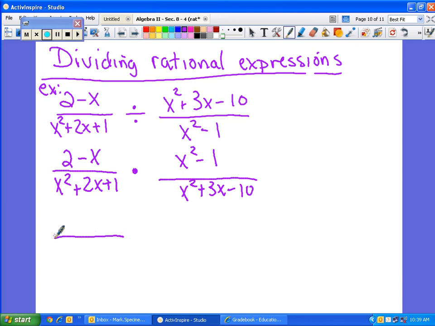All right, so we factor. Can't factor 2 minus x, at least not yet. So we're going to leave it. Factors of 1 that add up to 2. 1 and 1. Thank you, Jillian.